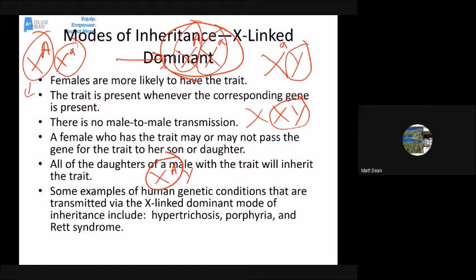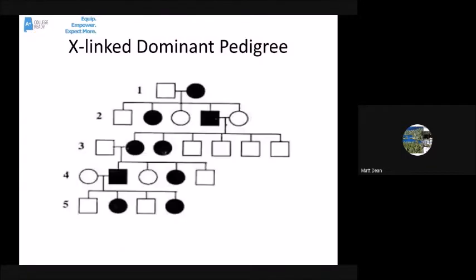So there's a few human genetic conditions that are transmitted through the X-linked dominant route. Hypertrichosis, which is sometimes called the Wolfman syndrome because of a really hairy body appearance. Porphyria, which is a blood disorder that was common in the royal families of England. And then Rett syndrome. We may talk about that one later. But here's an example of what an X-linked dominant pedigree chart might look like.